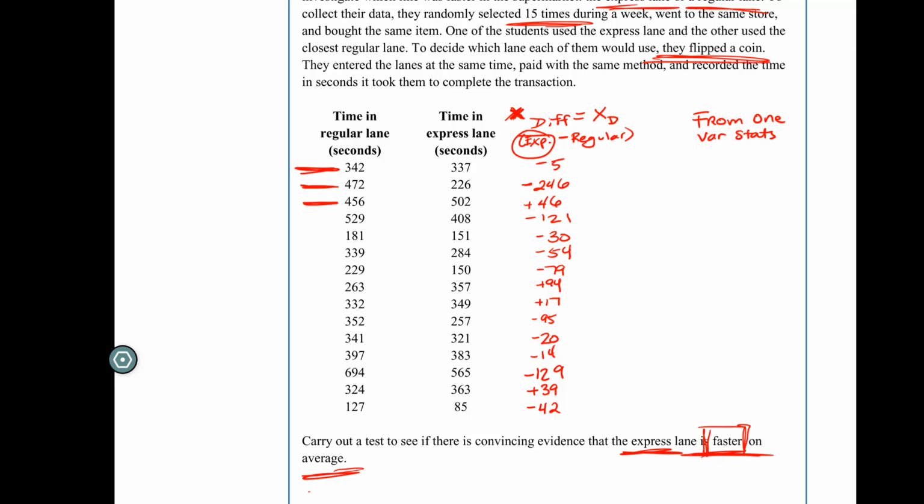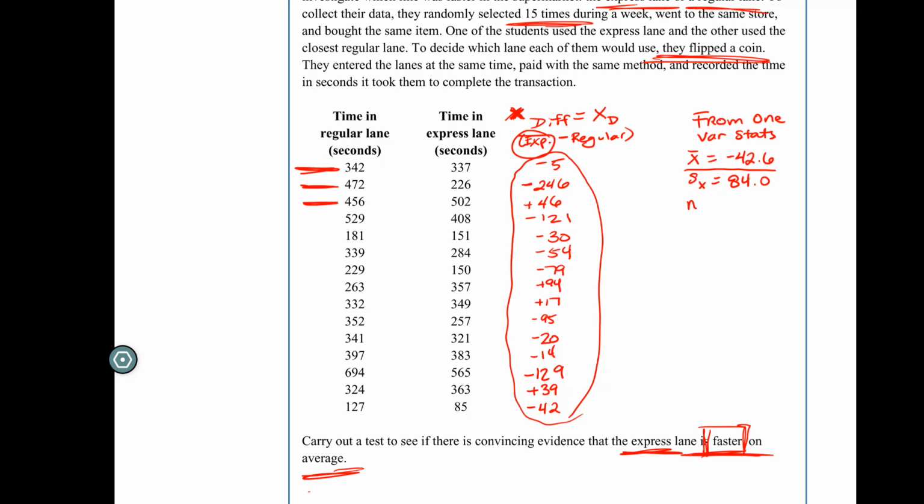But if we put all of these differences into one column, we can get ourselves a mean. The mean that I found was negative 42.6 seconds. Then I can also get a standard deviation. Now, the standard deviation is always going to be positive, and this was actually a very, very large number, 84 seconds. So there was a mean difference of negative 42.6 seconds. And what that tells me is that on average, in our sample, the express lane was faster by 42.6 seconds. Okay, so that's a very telling piece of information.